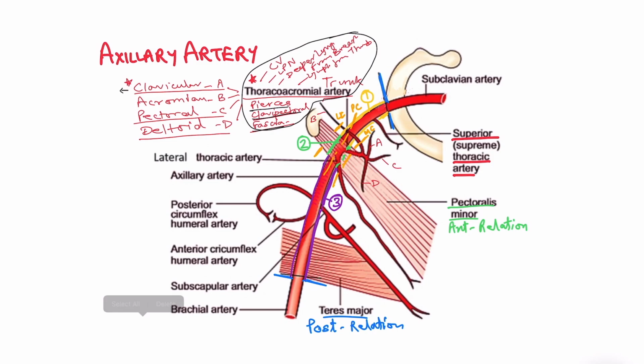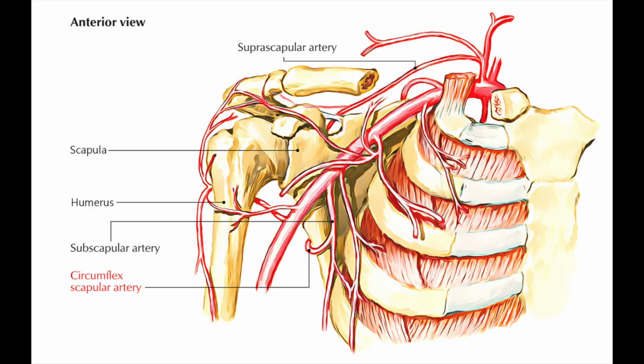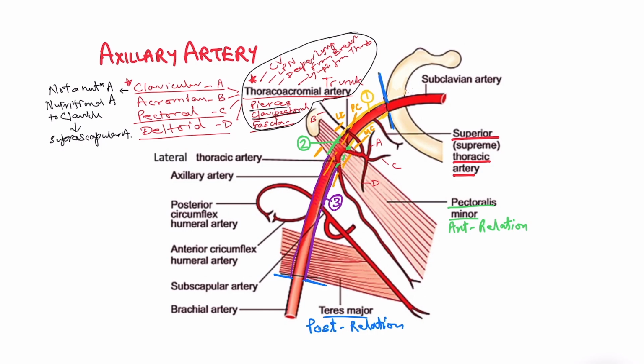Clavicular artery is not a nutritional artery. Nutritional artery to clavicle is a branch from suprascapular artery. Suprascapular is a branch of thyrocervical trunk from the first part of subclavian artery. Now, talking about the second branch arising from the second part of axillary artery, and that is lateral thoracic artery.